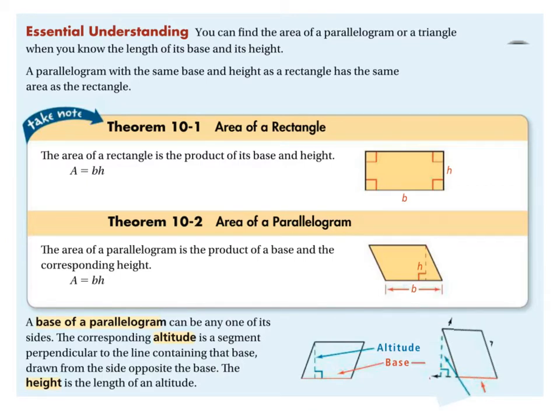Now you could drop it there, you could do it inside it. Either way, you're going to get a 90-degree angle forming with the base, and so that becomes your altitude. Since these lines are parallel, it doesn't matter where you do it to get that altitude. Okay, that's the big idea for that. Now let's apply it to a few problems.